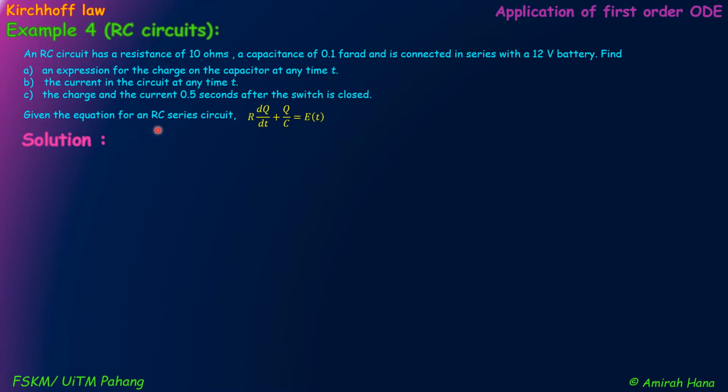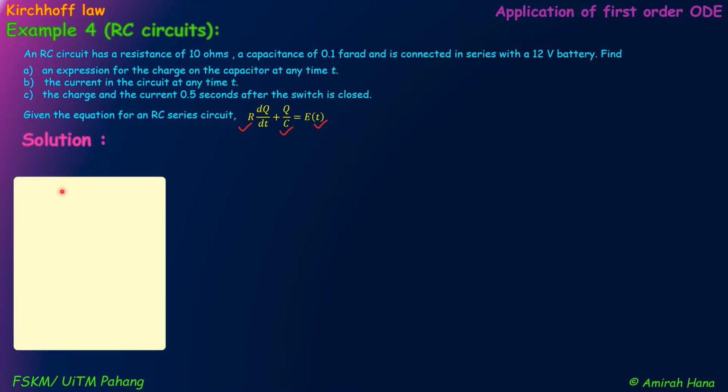Given the equation for an RC circuit, R dq over dt plus q over C equals E(t), right? To solve this question, first we extract the given information, which is R, C, and E(t). We write R, C, and E(t) here, okay?